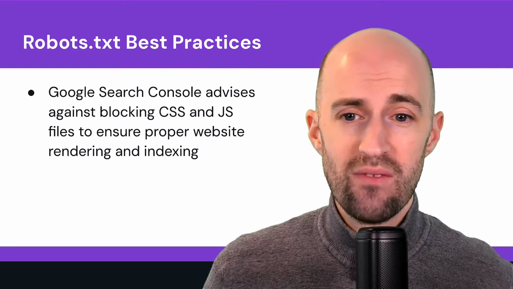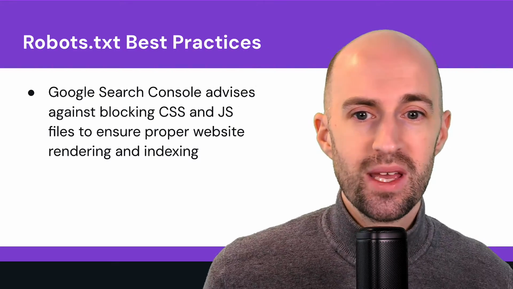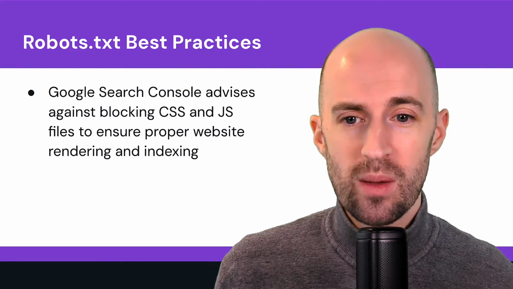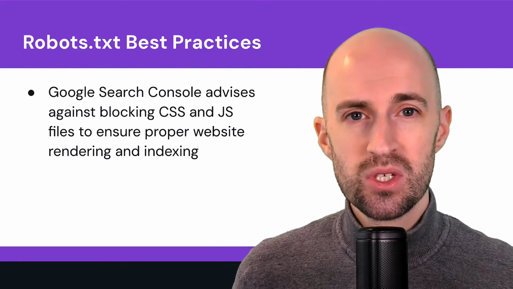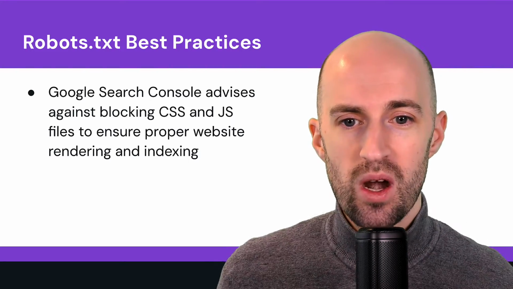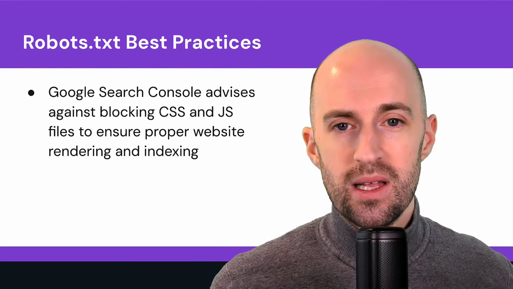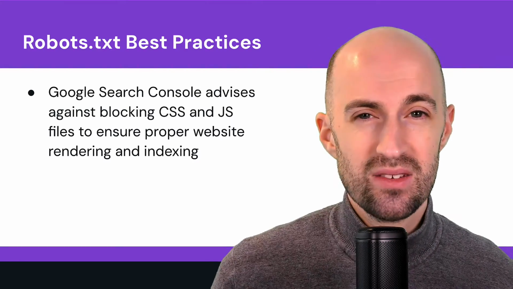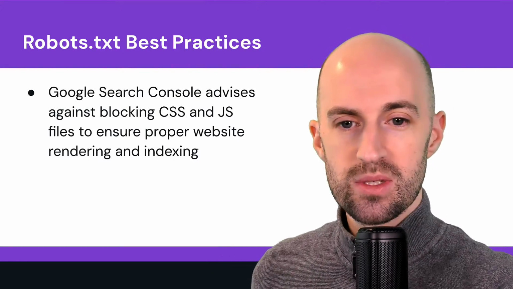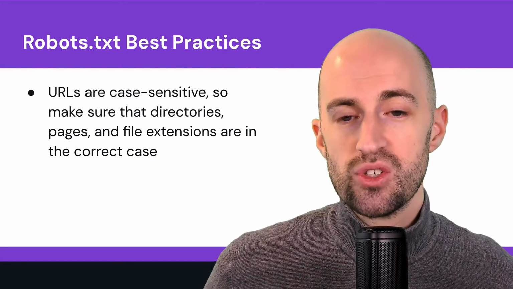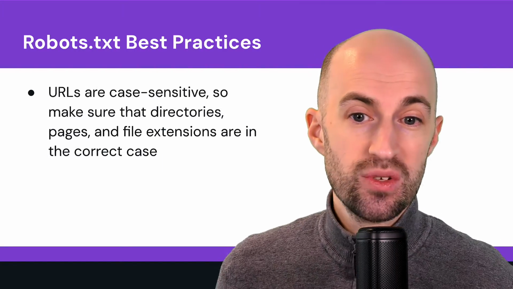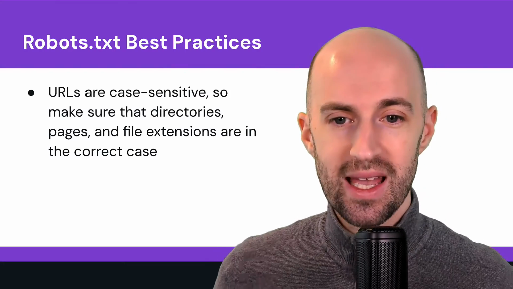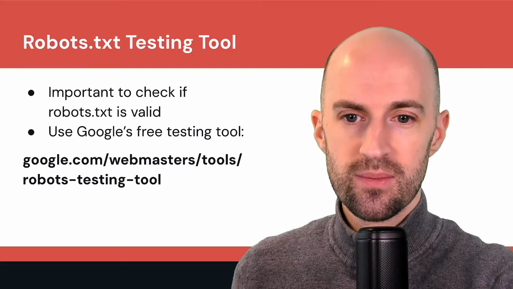Google Search Console advises against blocking CSS and JavaScript files to ensure proper website rendering and indexing. I've seen it a couple of times where, in the robots.txt file, these types of files are blocked for some reason, and that can mess with the visuals sometimes. URLs are also case sensitive, so make sure that directories, pages, and file extensions are all in the correct case, so it selects the proper ones.